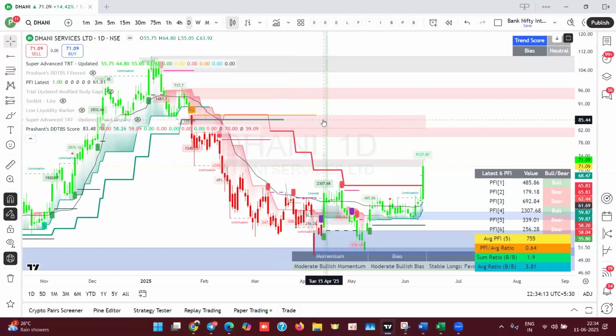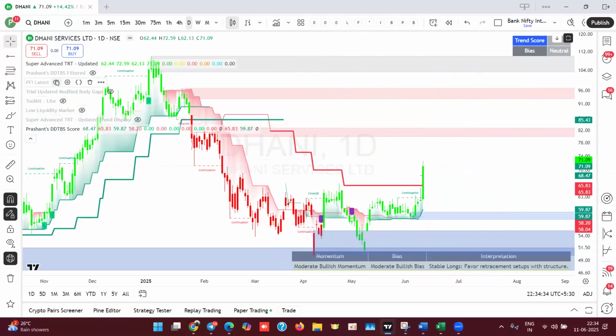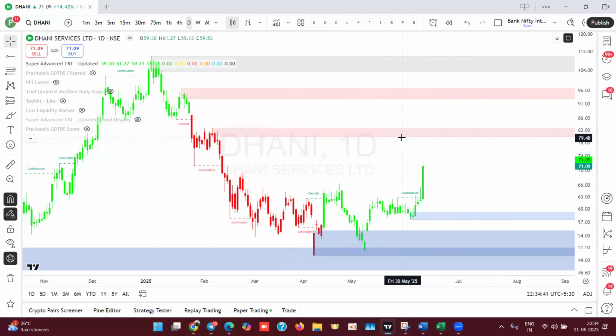Sir, here the target will be the selling area, that near selling area. If PFI is very high, then no target. Just keep it open, because there's a virgin selling area up. This is the virgin gray selling area.